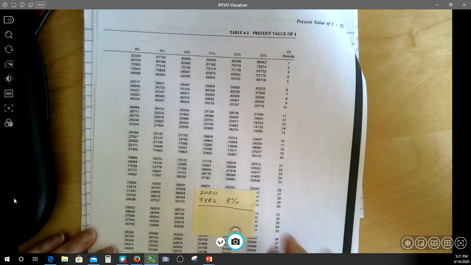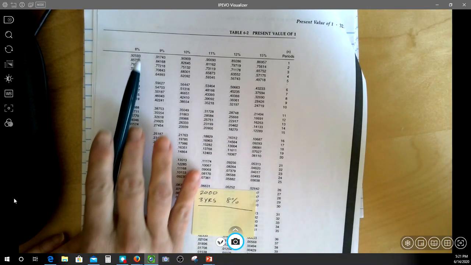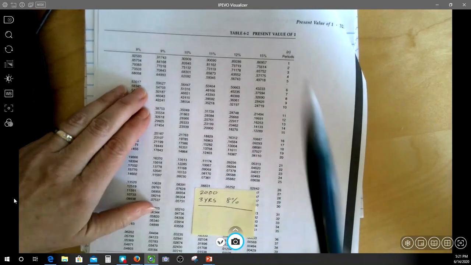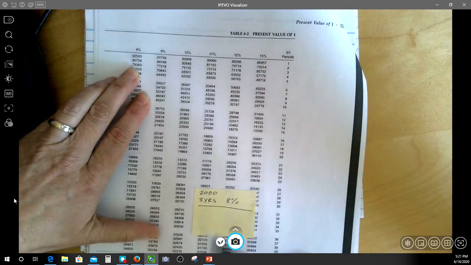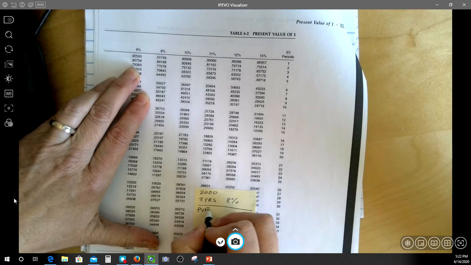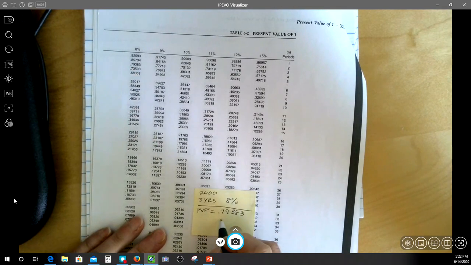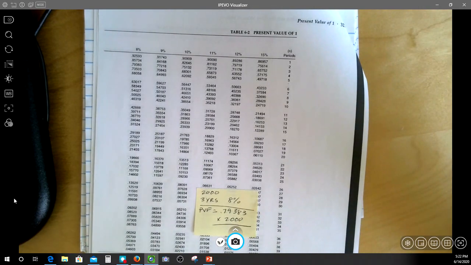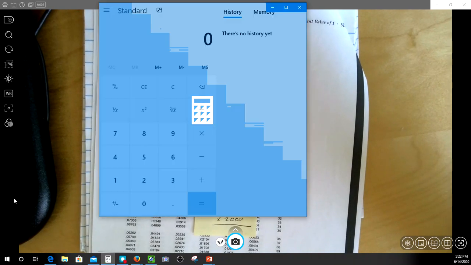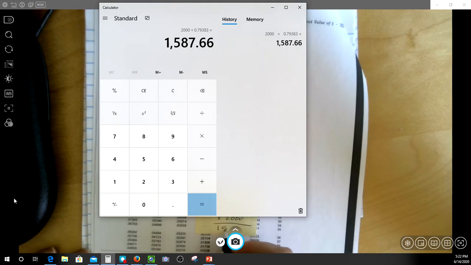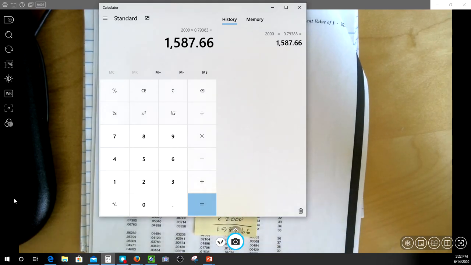So what are we going to need? Let's take a look. 8% over 3 years. So we've got 3 periods, and the present value factor is 0.79383. So if we multiply that by the 2,000, we get $1,587.66. That's what he needs to put away right now.